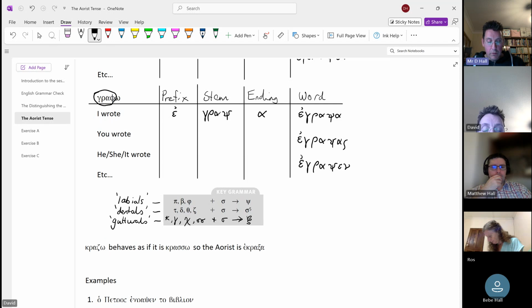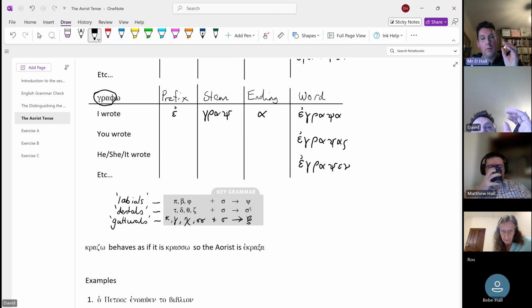And then you've got the gutturals. They're the sounds that you make from the back of your throat, really. So the k and the g and the ch, and then you've got the double sigma. They will combine with a sigma to make C. So it's a little table, a kind of set of rules.